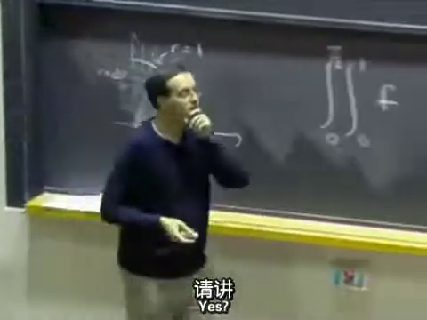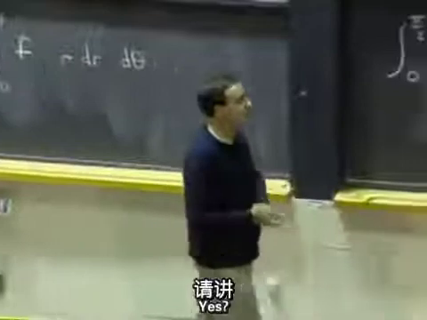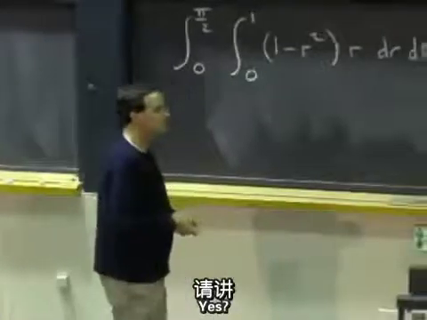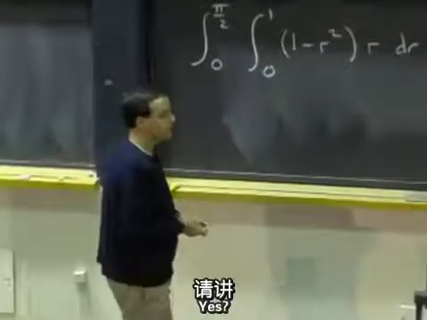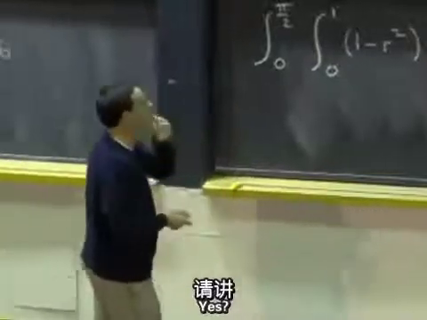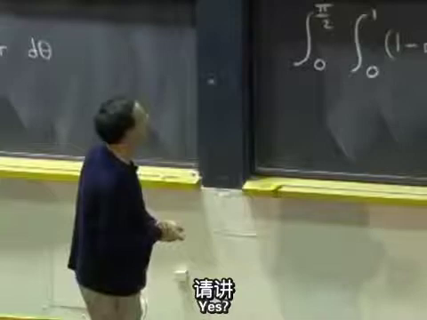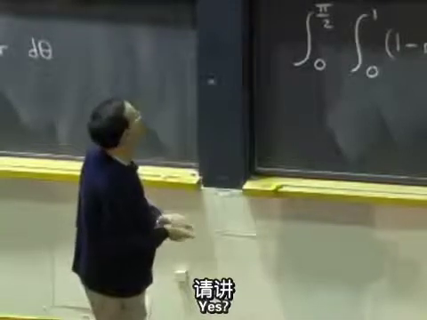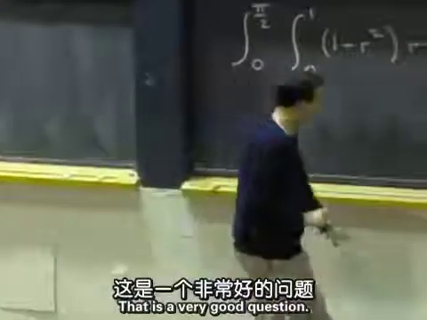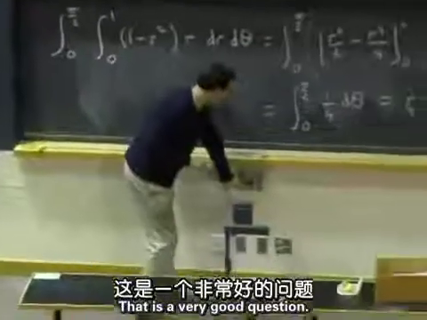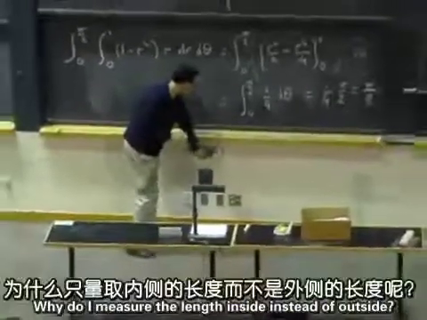Yes? When you say you're shooting the rectangle, like say it's smaller and smaller into the rectangle, I'm curious, why do you use r d theta instead of r plus delta r? Yes. So that's a very good question. Why do I measure the length inside instead of outside?